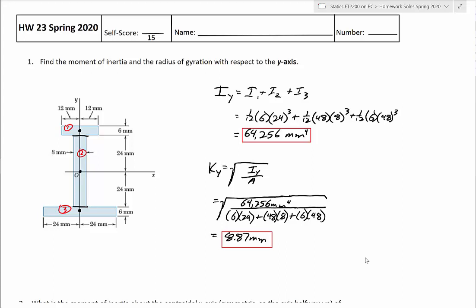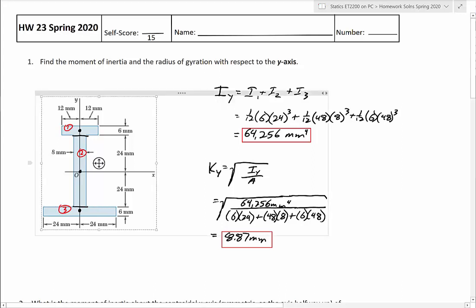Okay, let's take a look at homework number 23, which had to do with moments of inertia. The first one says find the moment of inertia and radius of gyration with respect to the y-axis. Now this is just like one from the notes, if you took a look at those, except in the notes we did it about the x-axis.